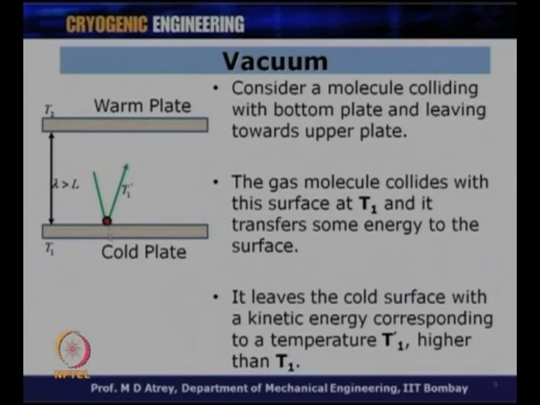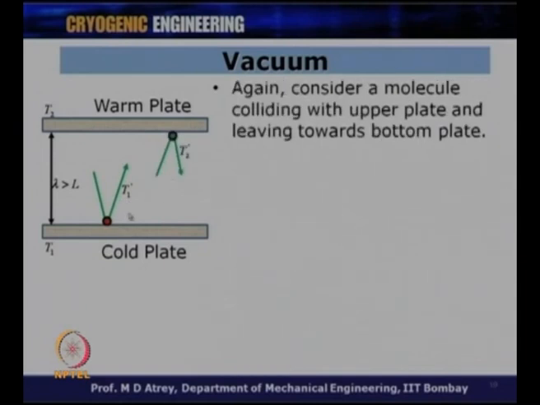It will not be able to attain the lowest temperature of T1 because the time spent by this molecule on the wall is going to be very, very less. So, when it leaves the surface, it will leave at a temperature T1 dash and not T1. So, this is what we just analyzed for the cold plate. Now, let us see what happens at the warm plate.